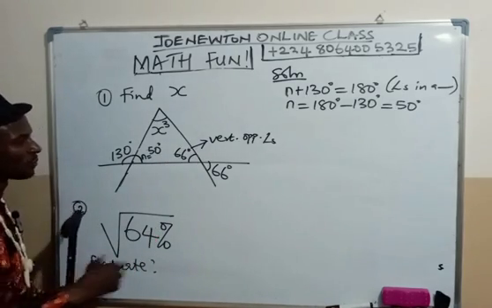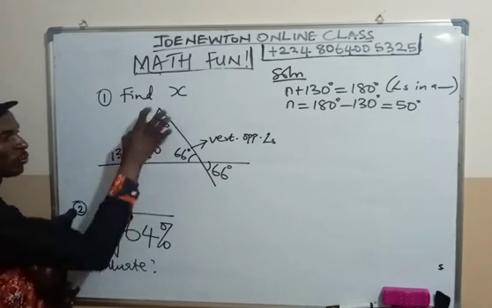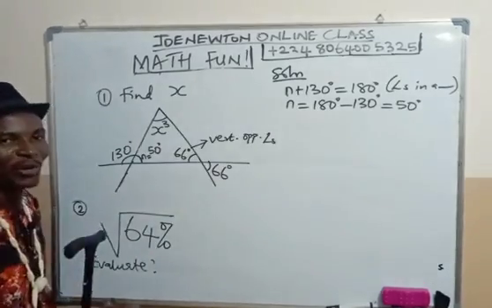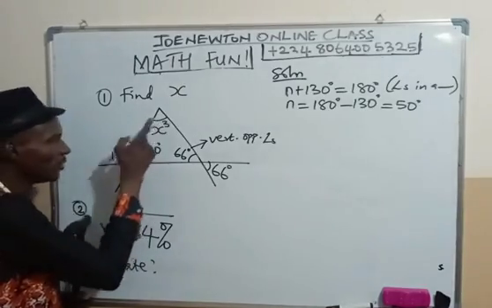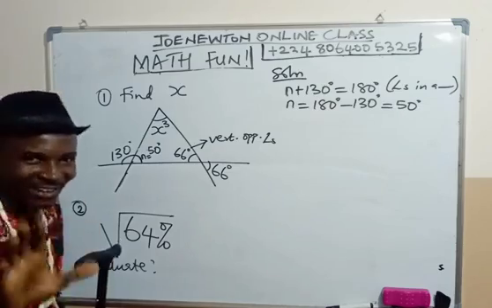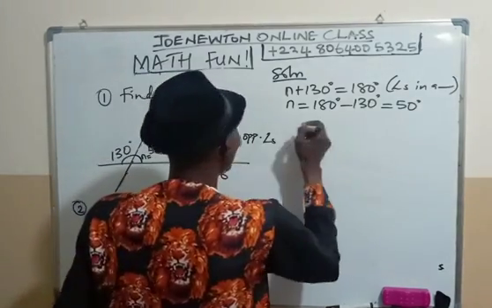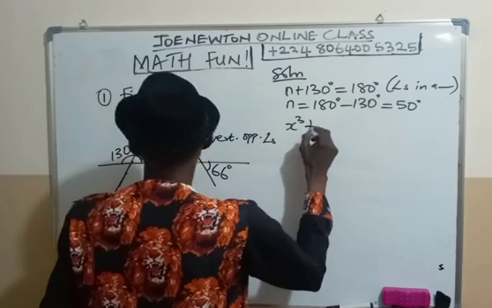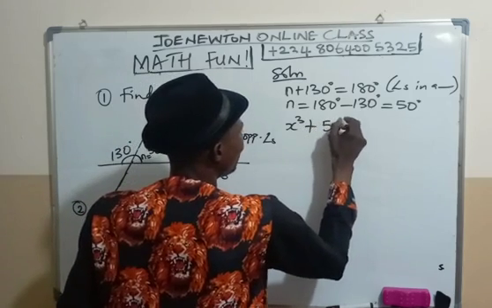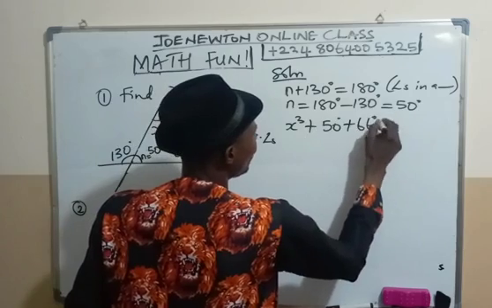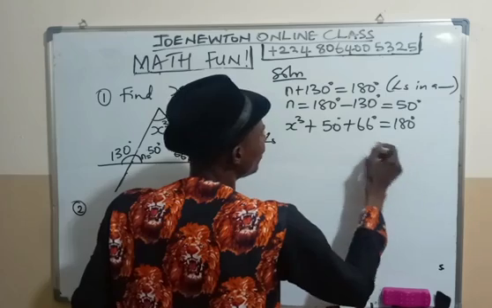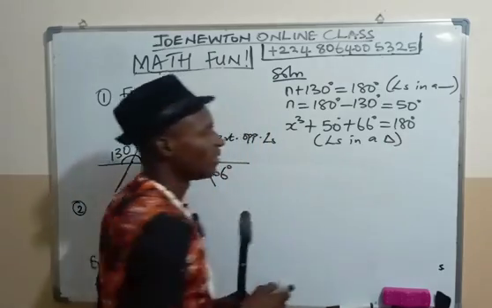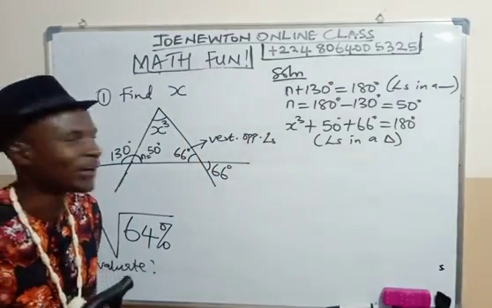Then we now do what? We have the triangle. In this triangle, the sum of angles in a triangle is what? 180 degrees. I know you'll be wondering, what is this cube doing here? Relax. There is a solution. Okay. Then we now have that x cube plus 50 degrees plus 66 degrees is equal to 180 degrees. Reason is what? Angles in a triangle. That's the reason. Very simple. Sum of angles in a triangle.